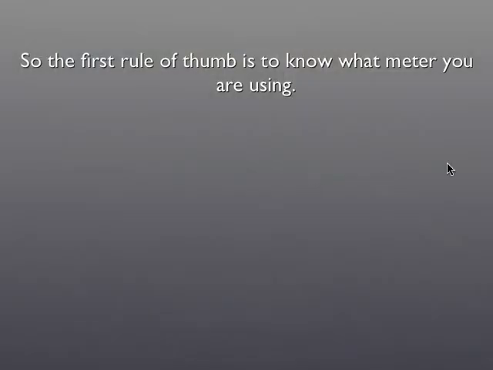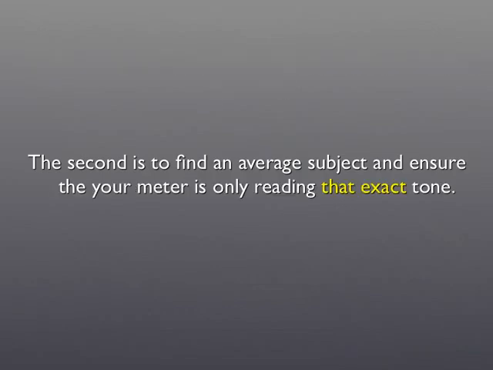So the first rule of thumb is to know what meter you're using. The second is to find an average subject and ensure that your meter is only reading that exact tone. And the third is to zero out your hash mark on that tone. And that's going to produce a good exposure whenever you're looking at these average subjects. So what happens when your scenes are unaverage? That's what we're going to get into in the next section.